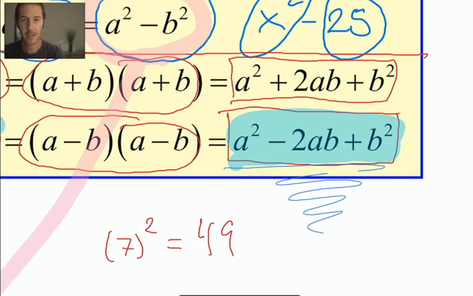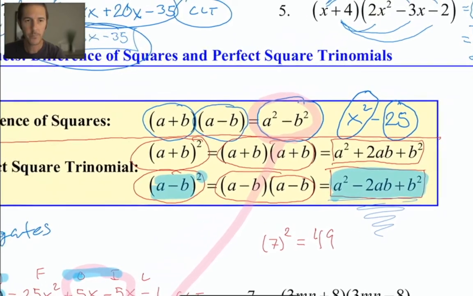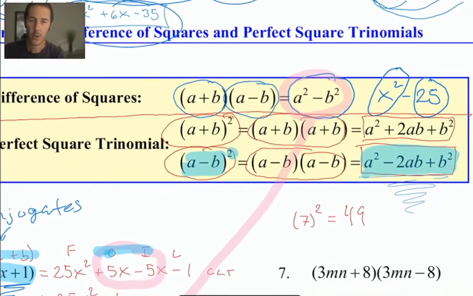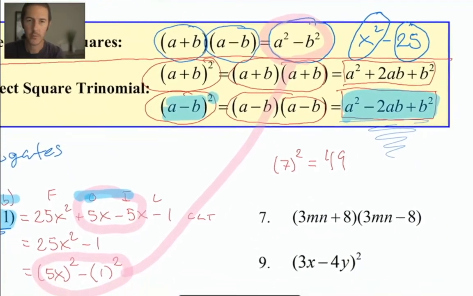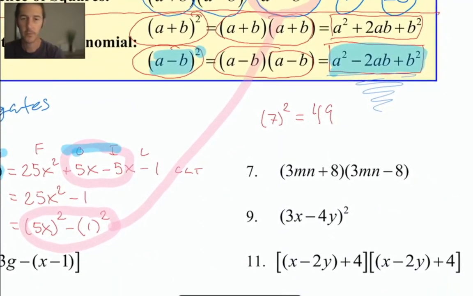Therefore, this thing that I've highlighted here is a perfect square, and it's a trinomial. So I think we should call it a perfect square trinomial. It's not all that creative, but at least it makes sense, right? Okay, so a perfect square trinomial is the result of having squared a binomial, in this case.